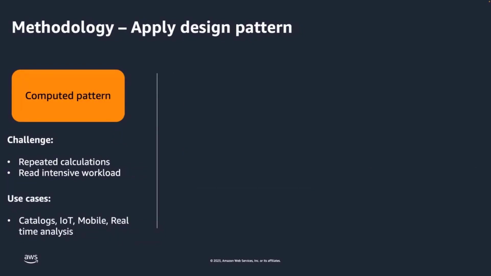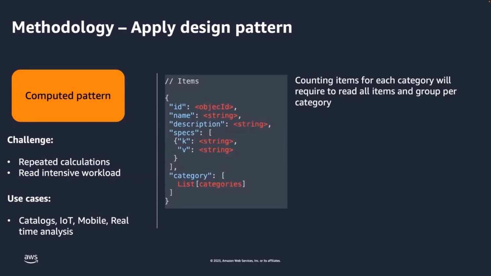The computed pattern can be utilized whenever calculations are needed to run against your data. Just to give you a simple example, let's imagine you have an items collection and you want to count the number of items in each category. You'll have to read all the items, then group per category and count documents for each distinct category.